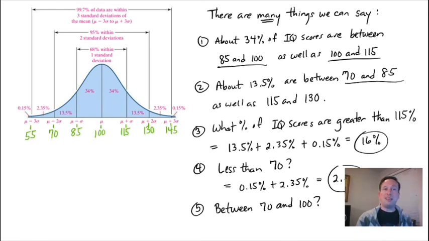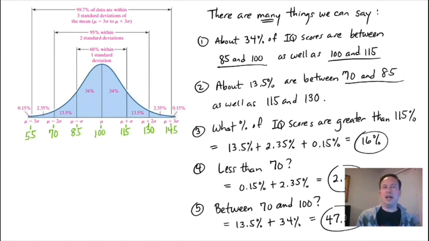How about between 70 and 100? So now find that on the number line and ask yourself, how many wedges are between 70 and 100? So two wedges, right? 13.5% and 34%. Add the percents together, bam, 47.5%.